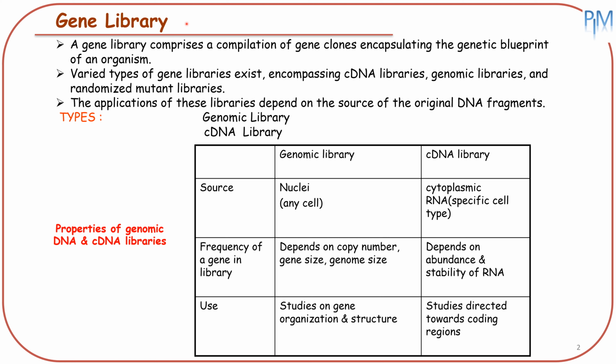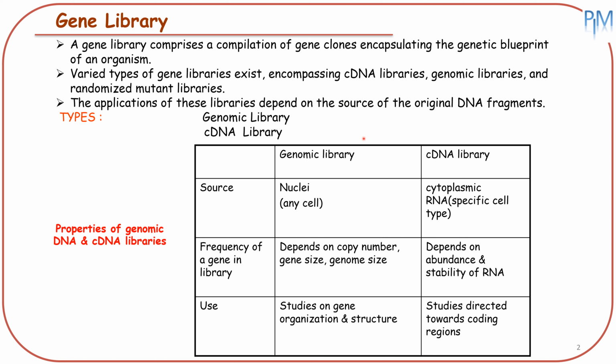What is meant by a gene library? A gene library comprises a compilation of gene clones encapsulating the genetic blueprint of an organism. Various types of gene libraries exist, encompassing cDNA libraries, genomic libraries, and randomized mutant libraries. The applications of these libraries depend on the source of the original DNA fragments.